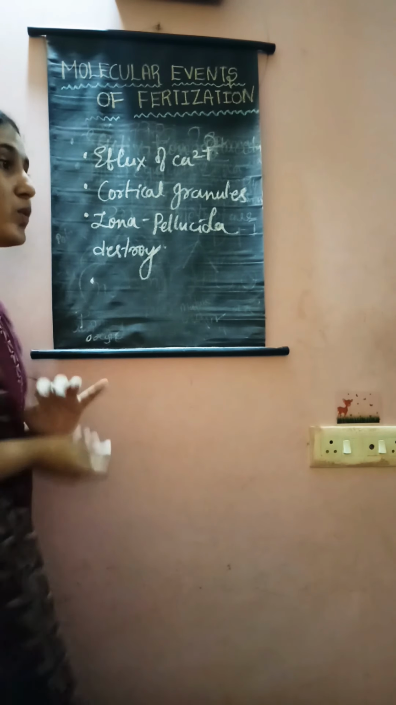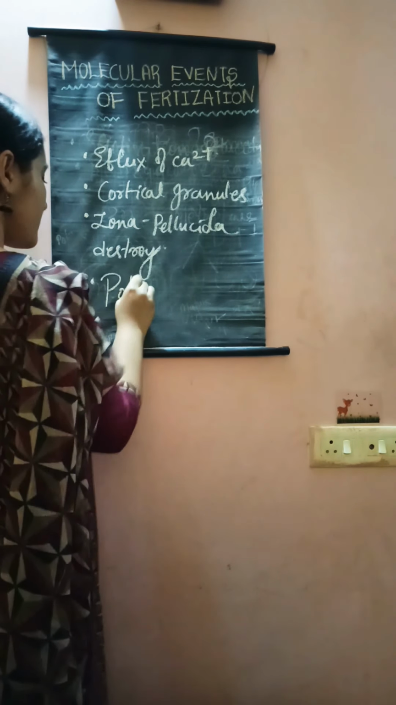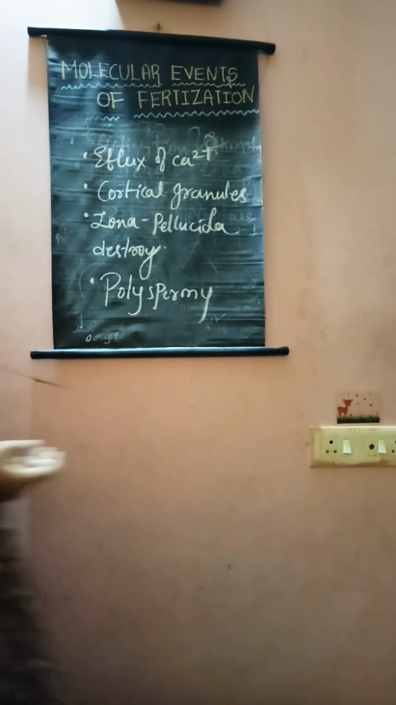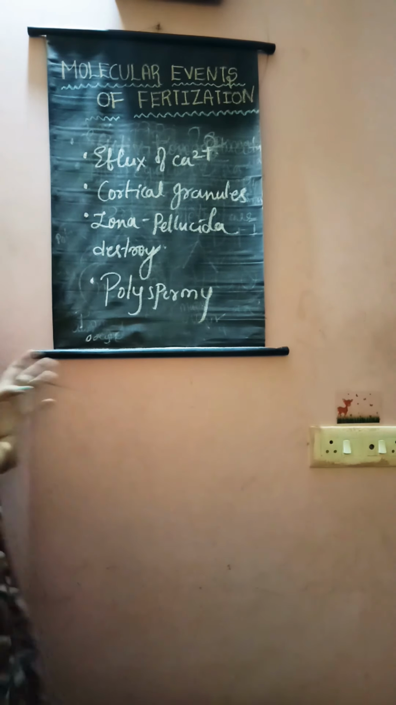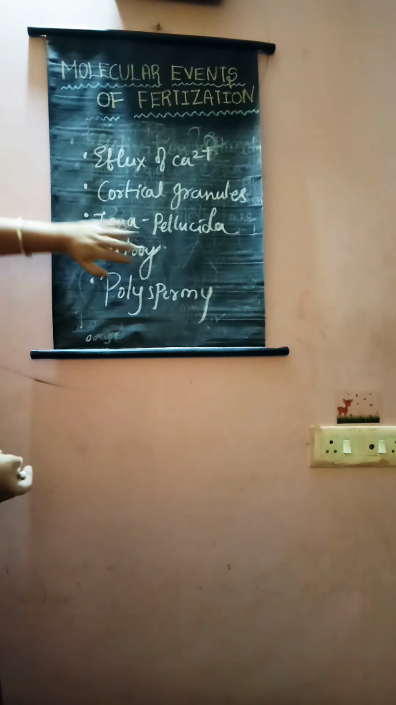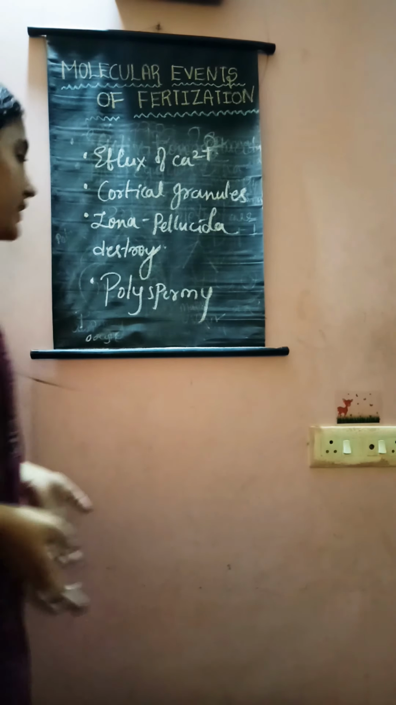Why does it have to destroy? Because it has to prevent polyspermy. What do you mean by polyspermy? Polyspermy is the fusion of more than one sperm, which can be lethal to a developing embryo. The embryo wouldn't develop. Early embryonic death can be seen if polyspermy occurs. So to prevent polyspermy, the proteolytic enzymes of cortical granules will reach the zona pellucida and destroy the proteins of the zona pellucida.